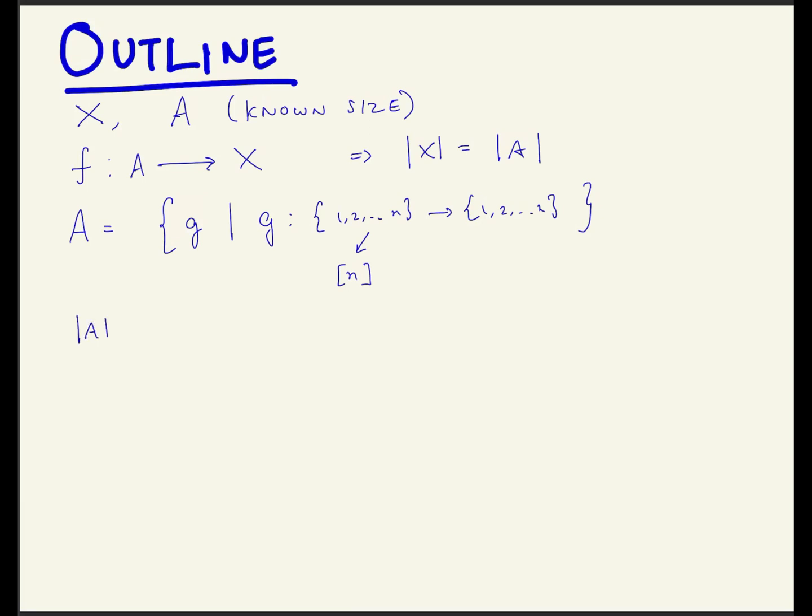Let's compute the size of the set A. So A is a set of functions, and let g be a function in A. Then g is a function from [n] to [n]. If k is an element in [n], then it can be mapped in n different ways. Basically, it can be mapped to any number from 1 to n. And since we have n such k's to be mapped, the size of A is given by n times n times n, and this multiplication goes on for n times, which is n to the power n.